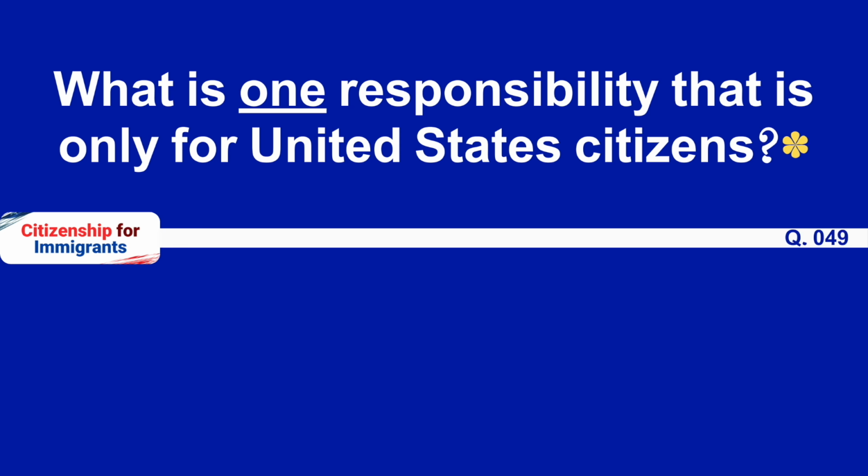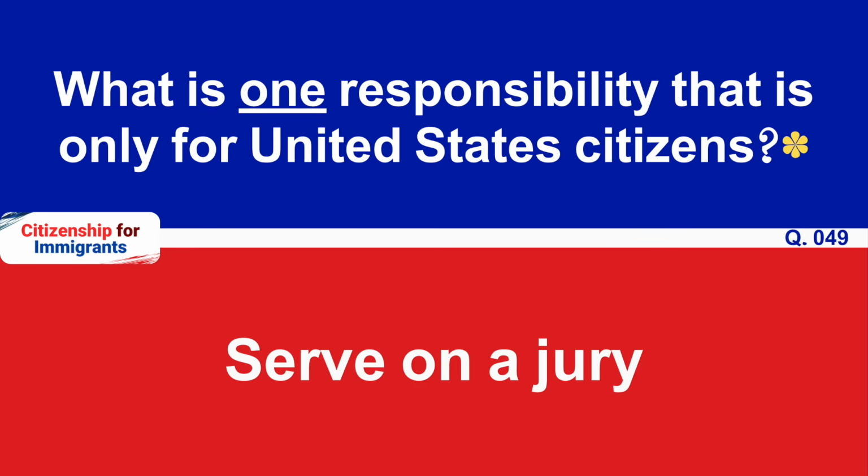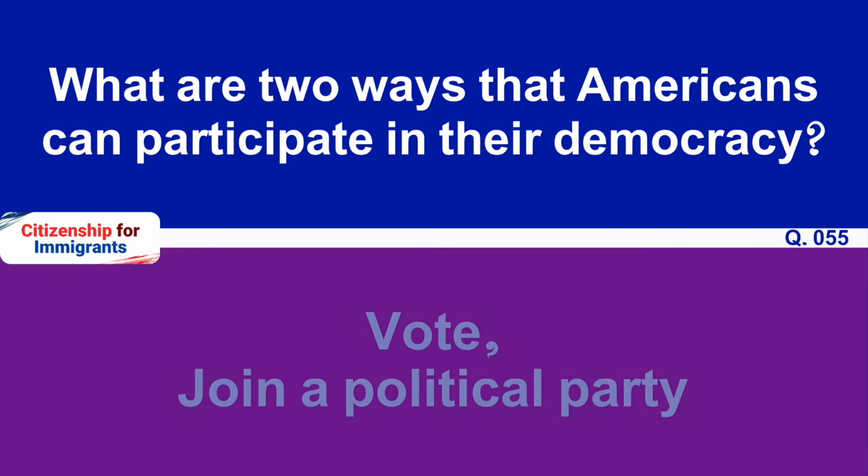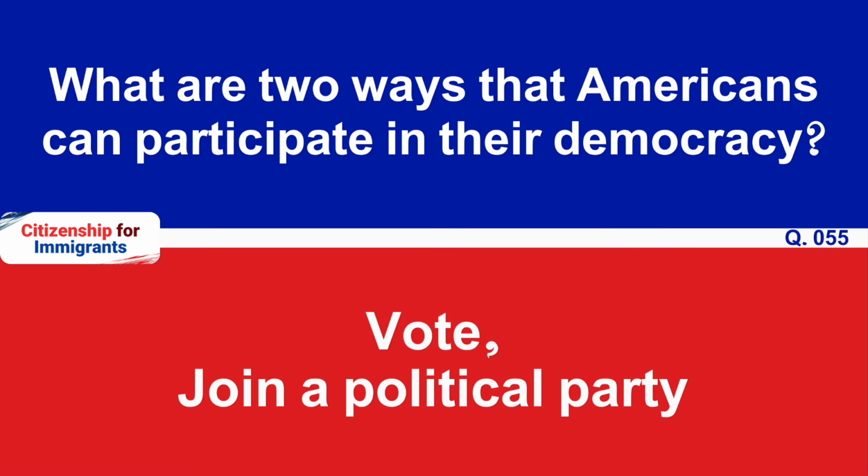What is one responsibility that is only for United States citizens? Serve on a jury. What are two ways that Americans can participate in their democracy? Vote, join a political party.